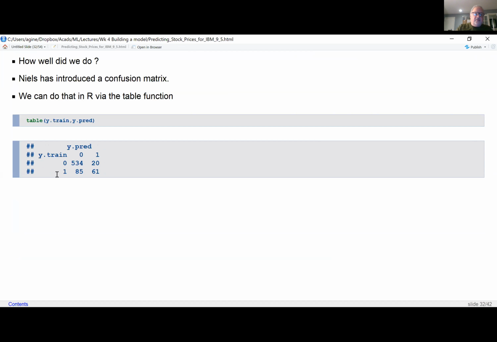So this is the training labels and the prediction labels. If the training label was 0, it predicted 0 534 times. So if the right answer was 0, it predicted the correct answer 534 times, and it predicted the wrong answer 20 times. This means train was 0, but it predicted 1. If the training label was 1, it means it predicted 0 85 times, and it correctly predicted 1 61 times. I keep trying to say percent, that's not correct.